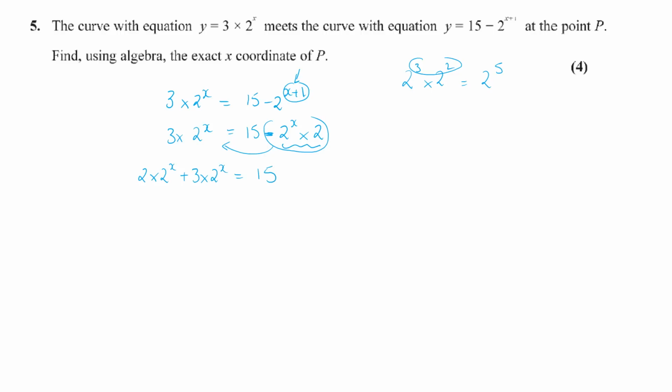So how many lots of 2 to the x have you now got? 5 times 2 to the x is equal to 15. Now 2 to the x is going to equal 15 over 5, 3. So when you're doing logs, 2 to the x is equal to 3. Another way to write that is log to base 2 of 3 is equal to x. So 2 to that power equals the base. So when you're doing logs, the answer to the log is the power. So x is going to equal log to base 2 of 3.